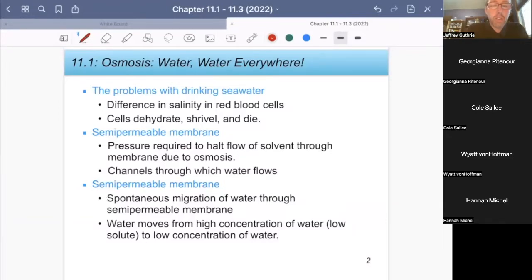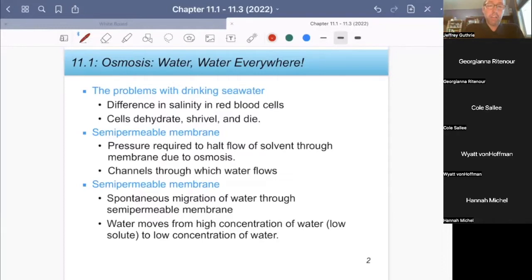Okay, so we'll talk a little bit more about that semi-permeable membrane and what osmotic pressure is, so how the solution moves across the membrane and when it stops, because it's not going to move forever, right? The water will move from, say, the red blood cell to the outer seawater to a point, and then at some point it'll stop, and that's due to what's called osmotic pressure.